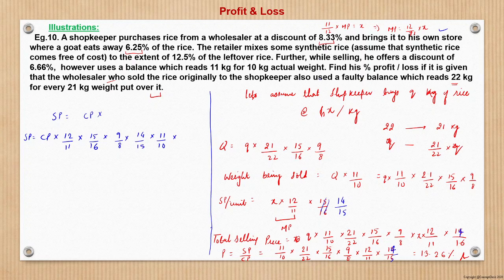Then finally, another factor is that the wholesaler had used a faulty balance which reads 22 kg for every 21 kg. So meaning that this is a loss making affair for the shopkeeper. Shopkeeper would have paid for 22 kg. However, in actual he would have got only 21 kg. So this will reduce the factor by 21 by 22, right?